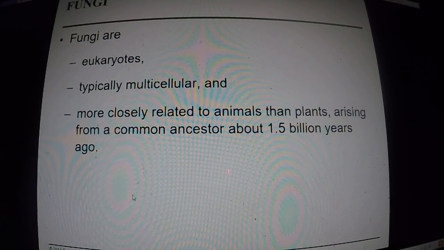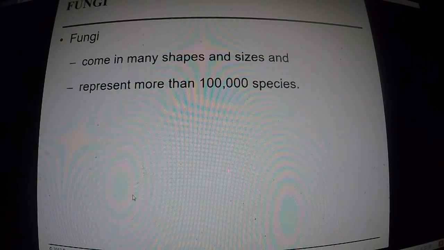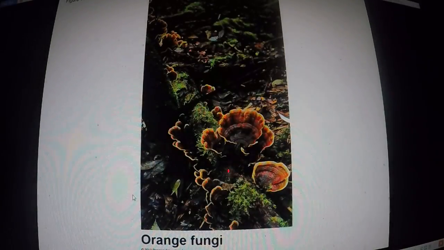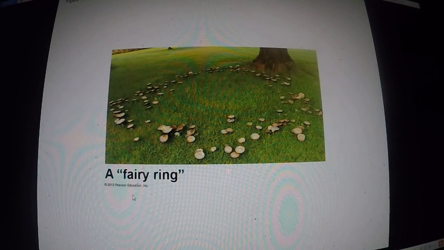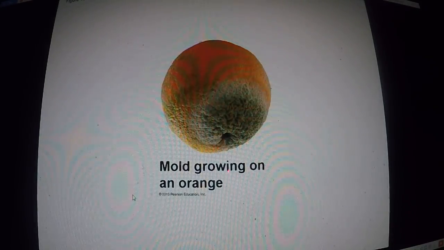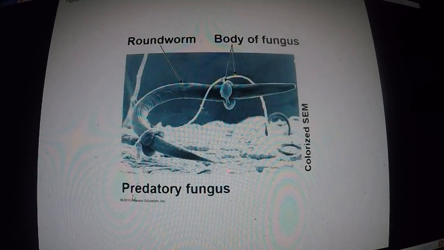They are eukaryotes, typically multicellular, and they split from the animals about 1.5 billion years ago. They come in many shapes and sizes, have more than 100,000 species. Some orange fungus, fairy rings, yeast, mold growing on an orange, chains of microscopic spores. So they're unique in structure and forms in nature.